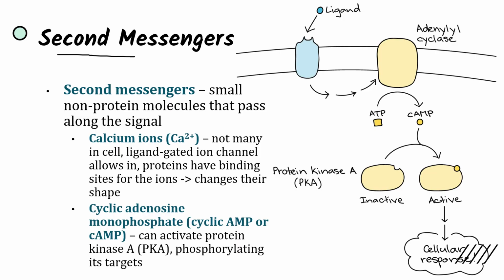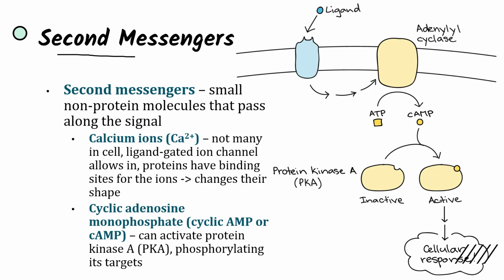First of all, calcium ions, and there aren't many in the cell, but a ligand-gated ion channel can allow calcium ions into the cell, and then proteins have binding sites for the ions, which will then change their shape, and that's going to result in the transfer of the signal once the ligand-gated ion channel has been opened. Or more commonly, we'll see cyclic AMP or cAMP, which can activate a protein kinase A, a PKA, and that's going to phosphorylate its target.